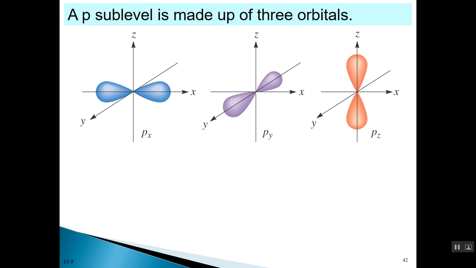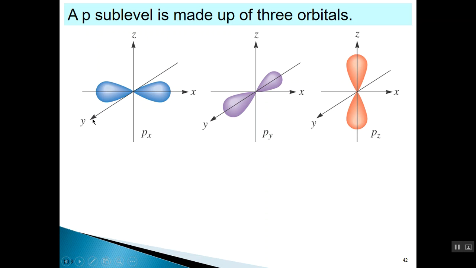Okay. For the p sublevel, what you'll find is that within any p sublevel, there are 3 what we call p orbitals. And the shape of these p orbitals is what you see here. The p orbitals are oftentimes referred to as dumbbell shaped. And the way they are oriented in space is as you see here.